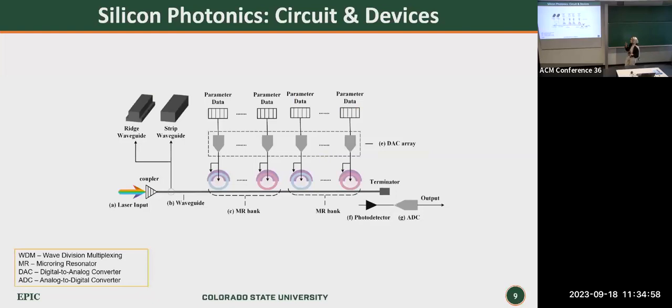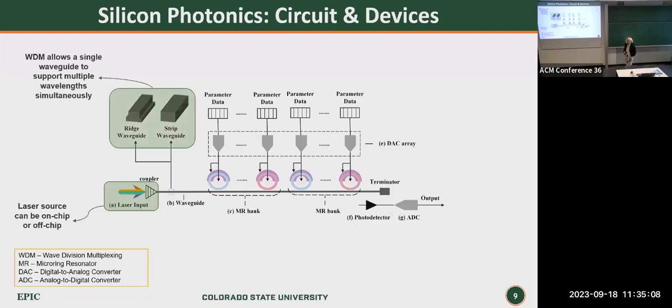So in terms of the circuit and the different devices used in silicon photonics, we would usually first have a laser source that can be on-chip or off-chip. Then we would have a waveguide in which the optical signal traverses. And using wavelength division multiplexing, or WDM for short, we can multiplex several optical signals into a single waveguide, which is very helpful as you will see later on.